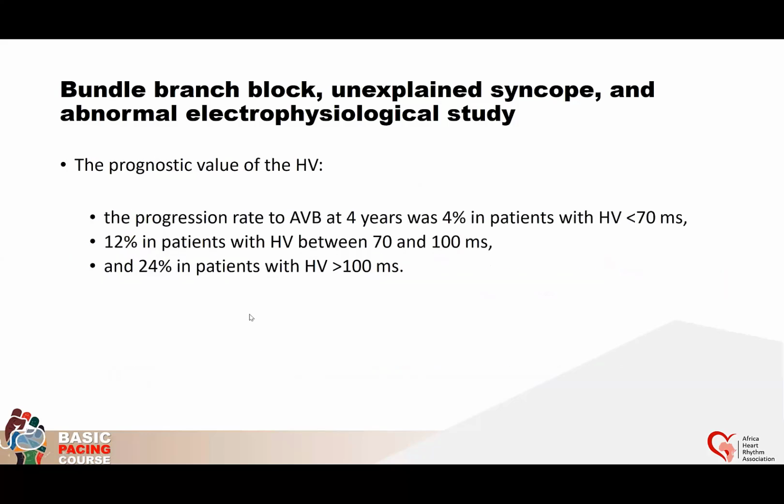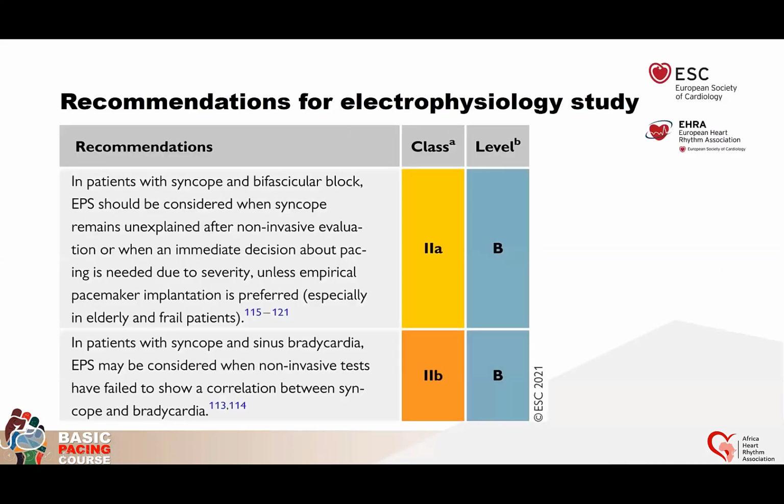The prognostic value when the HV is between 70 and 100 is 12% risk for AV block in 4 years, and up to 24% in those having the HV time more than 100 milliseconds. And hence, it is recommended in patients with syncope and bifascicular block who are not very frail, who are not with an ejection fraction of less than 35%, to identify the location of the block and the risk for developing the complete heart block. In patients with syncope and sinus bradycardia, we have lesser indication.